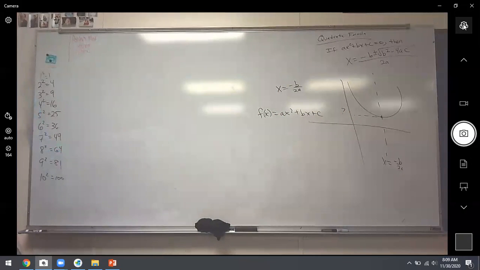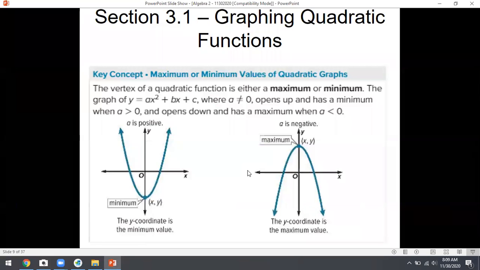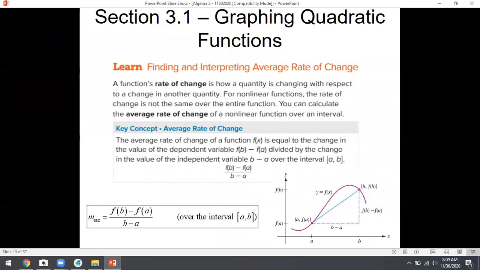The only other thing from this section was the average rate of change. Let's go over that real quick. If I ask you for the average rate of change on a specific interval, let's try to write some steps out for you because I think it's kind of confusing.